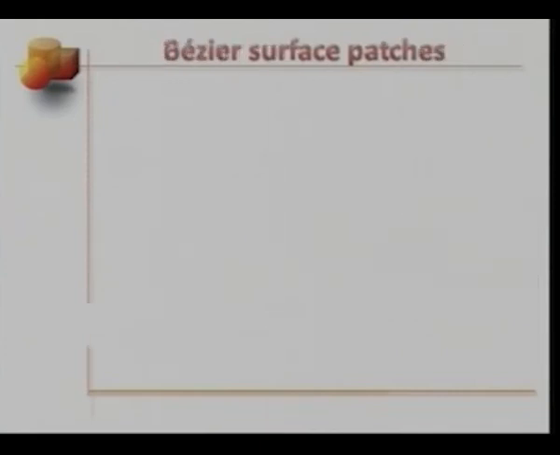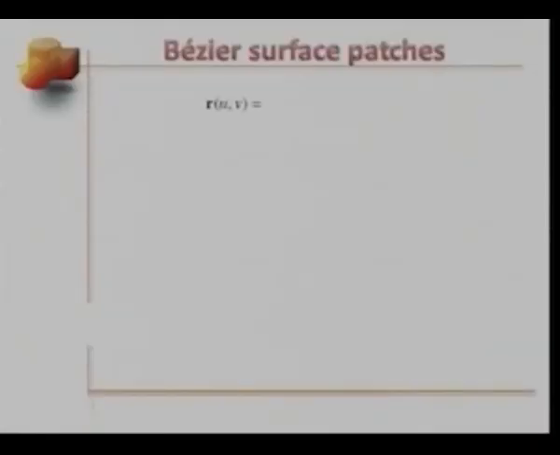Let's move on now to more commonly used patch models. The first one of those is the Bezier surface patch. 10 marks for guessing this. How would the mathematical form of a Bezier patch look like? Well, think about it. It would be using Bernstein polynomials, as functions of u and v independently.